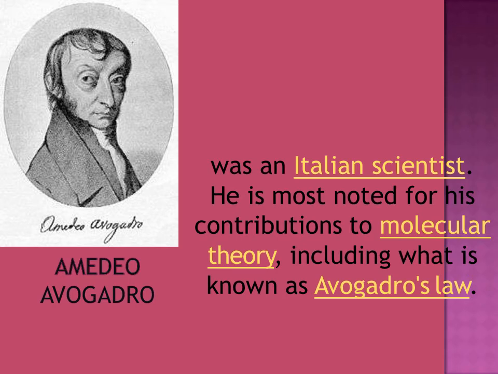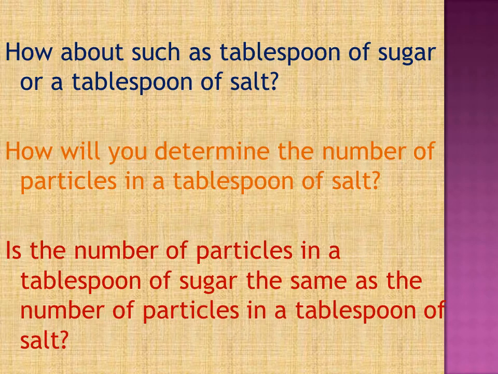Now let's talk about who Avogadro is. He was an Italian scientist, most noted for his contribution to molecular theory, including what is known as Avogadro's law. Avogadro's number has been dedicated to this person, Amedeo Avogadro. He was an Italian scientist.